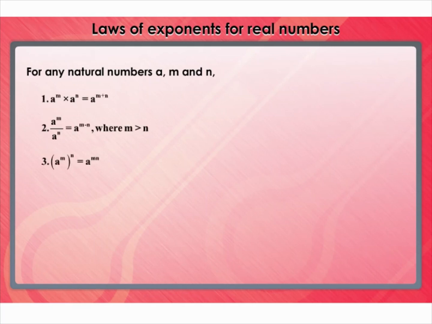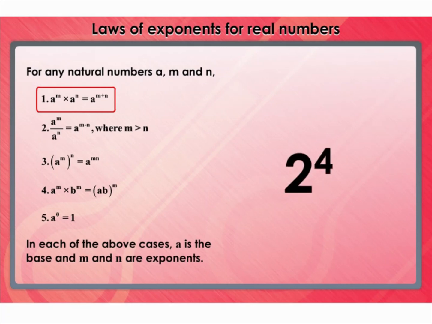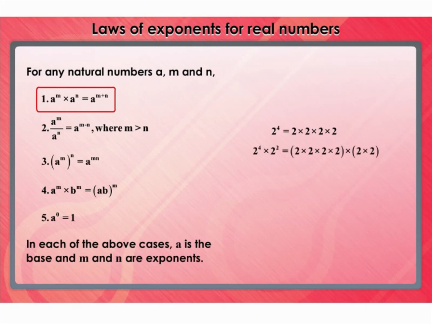Can we apply the laws of exponents to real numbers? Let's verify the first law. Consider the term 2 raised to the power of 4. Here 2 is called the base, 4 is called the exponent. This term can also be written as 2 multiplied 4 times. Now let's multiply the term with 2 raised to the power 2, which is 2 multiplied 2 times. The product of the terms is 2 raised to the power 6.